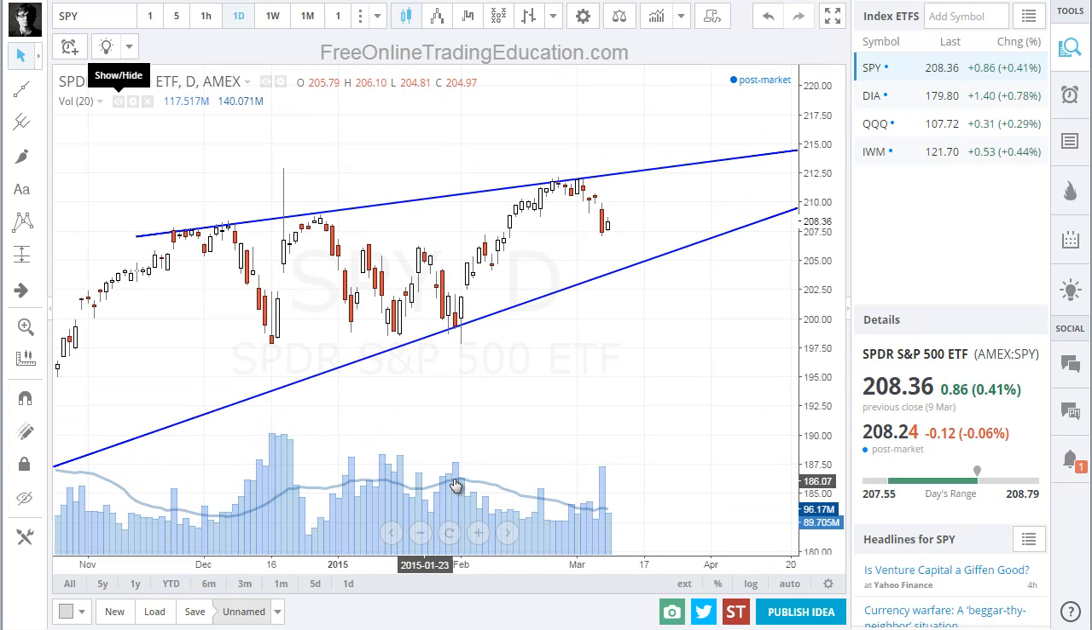Here allows me to put a moving average on it. I do have a moving average. So it tells me anything above that moving average is relatively strong as far as volume is concerned. Anything below it, relatively weak.